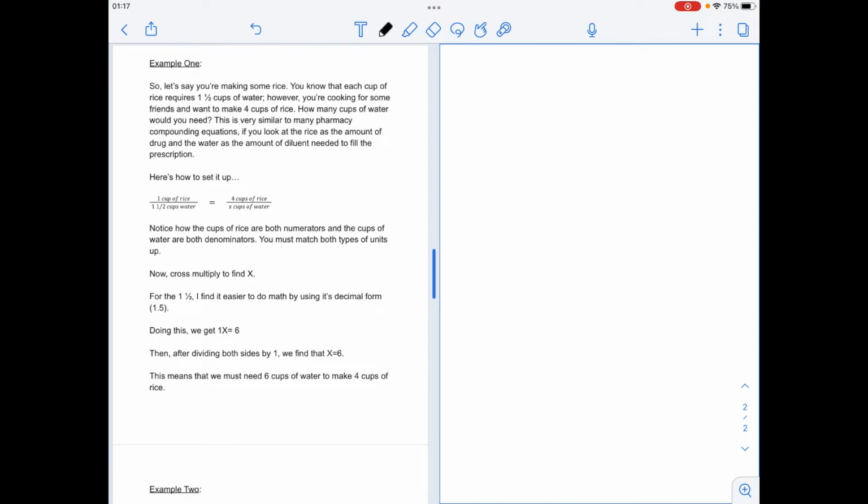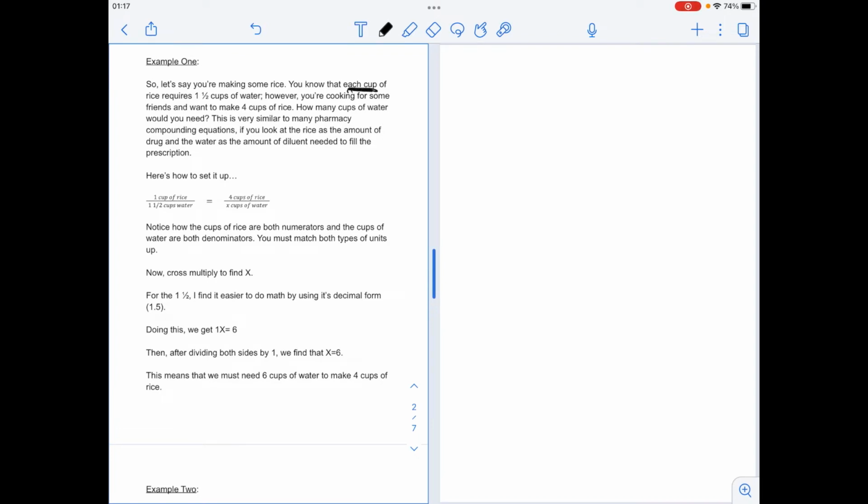Okay, so right here, you know that each cup of rice requires 1.5 cups of water. So that's your given. However, you're cooking for some friends and you want to make 4 cups of rice. So that's what you're trying to figure out. It's the 4 cups of rice part. How many cups of water would you need?